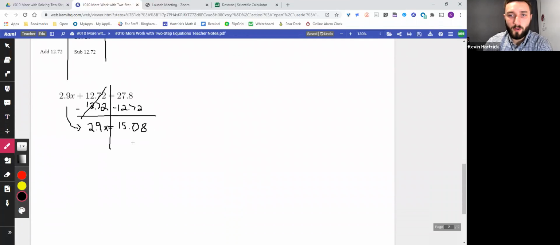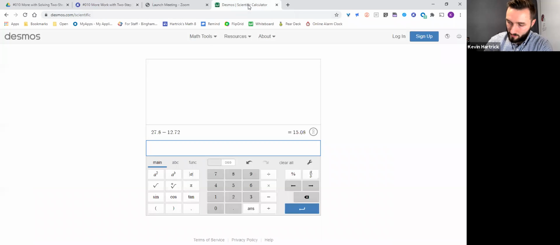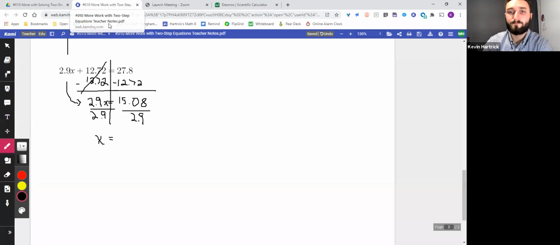Step 2 is divide by 2.9, and again, I'm doing it to both sides. So divide by 2.9, divide by 2.9. The 2.9s divide out. All I have left is an x. Now I have to do 15.08 divided by 2.9. And I get 5.2. And that's my answer.